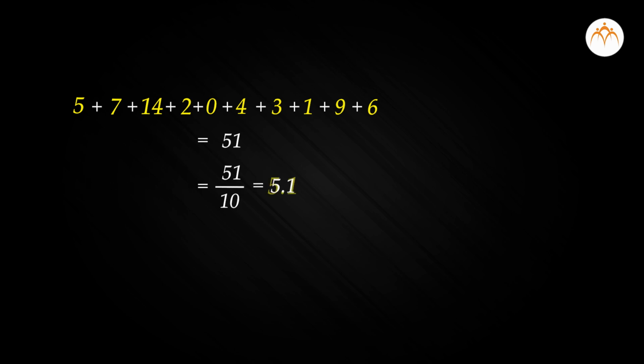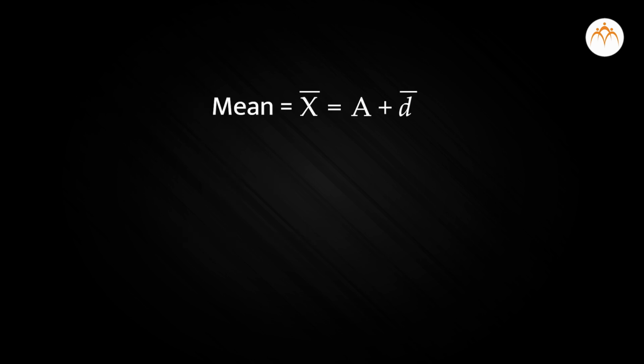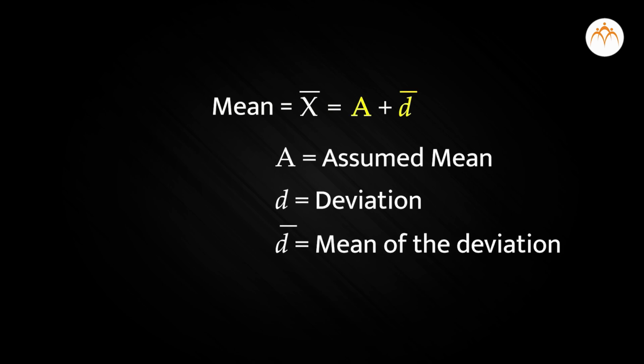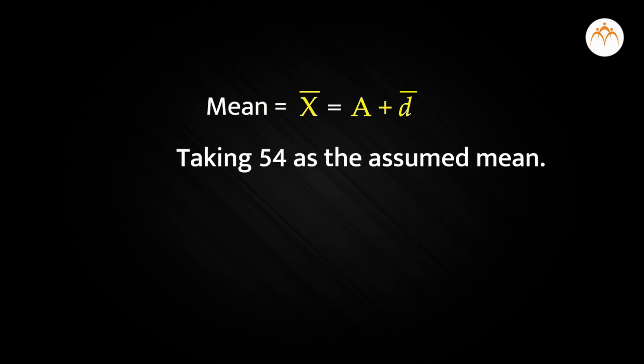Let's add this mean to the assumed mean. That is 50 plus 5.1 equal to 55.1. This is the mean. X bar is equal to A plus D bar. Here A is the assumed mean, deviation is equal to D, mean of the deviation is D bar. This is the formula. Let us solve the same example taking 54 as the assumed mean.